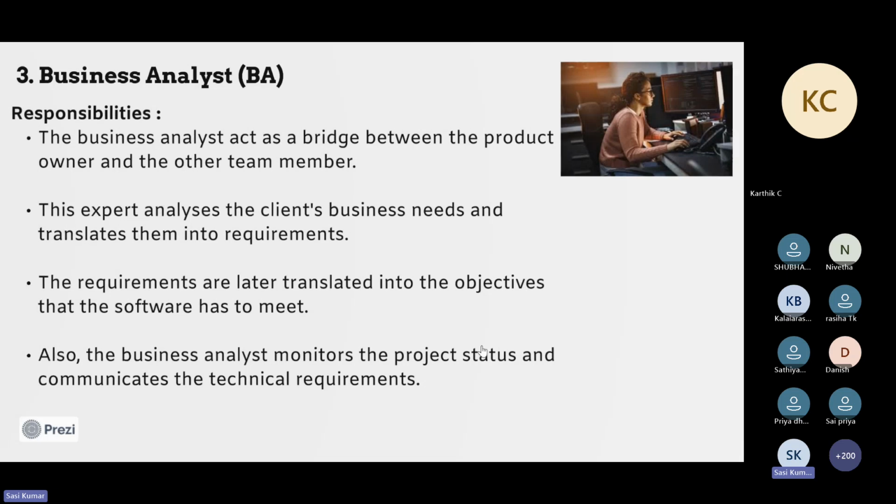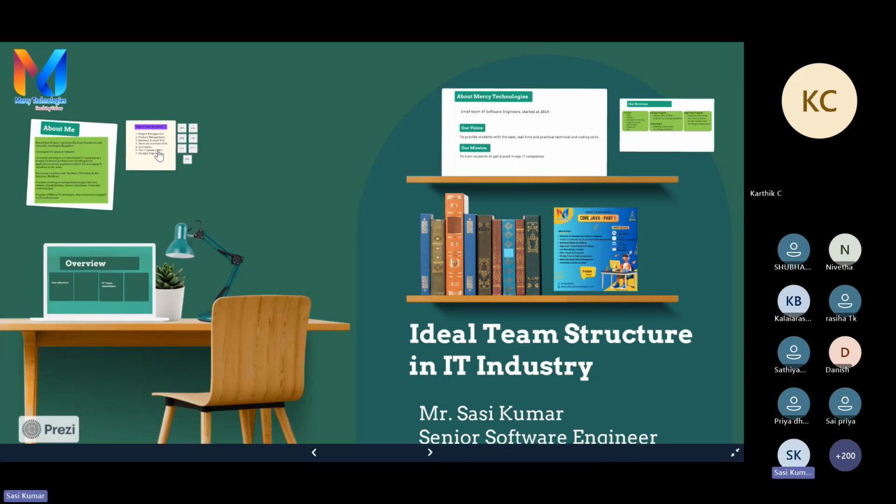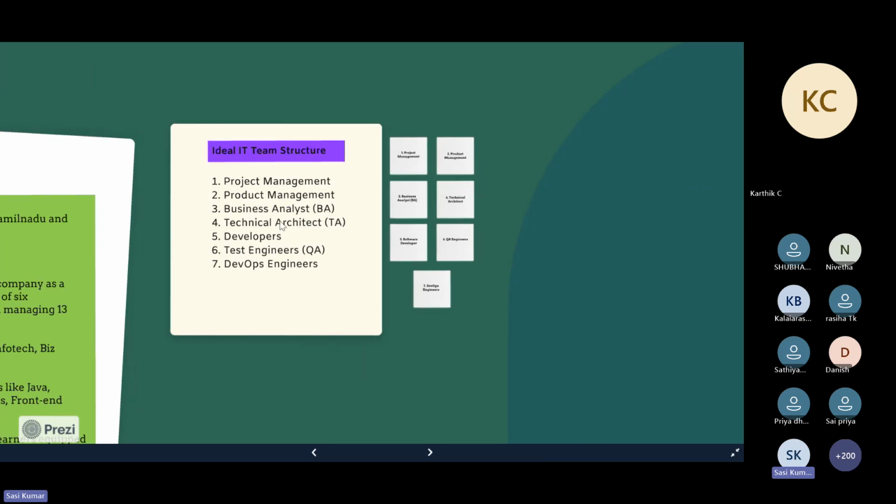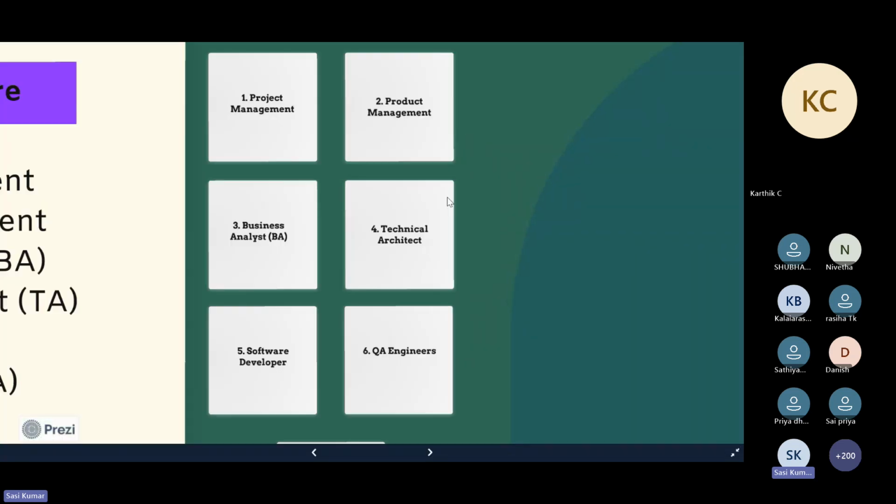All right. So far we have seen three things. One is project management. The second one is product management. The third one is business analyst, right? All these are non-technical people, mainly product management and business analyst, right? Now we'll go with the next one.